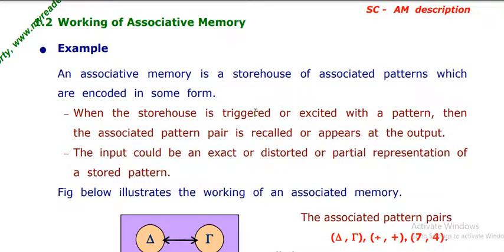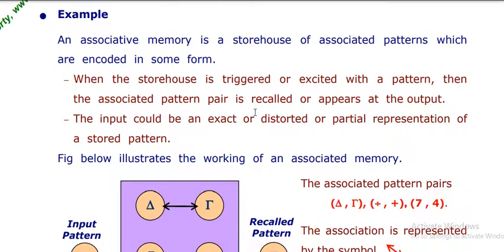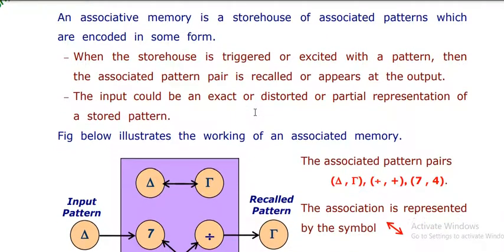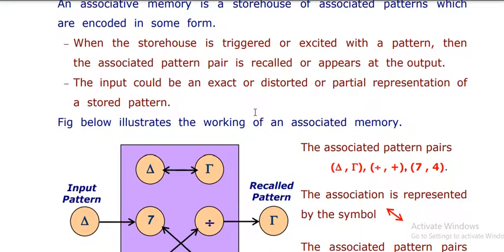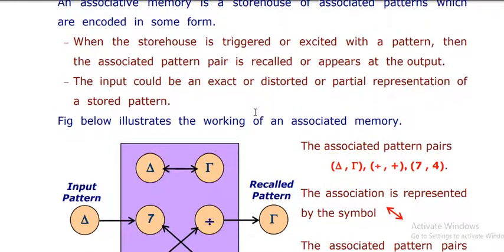Working of an associative memory. An associative memory is a storehouse of associated patterns which are encoded in some form. When the storehouse is triggered or excited with a pattern, then the associated pattern pair is recalled or appears at the output. The input could be an exact, distorted, or partial representation of a stored pattern.